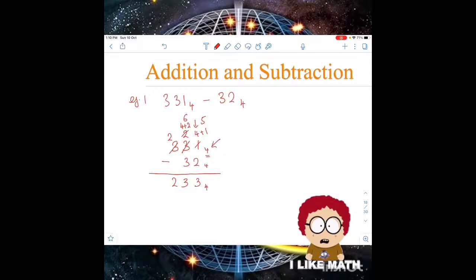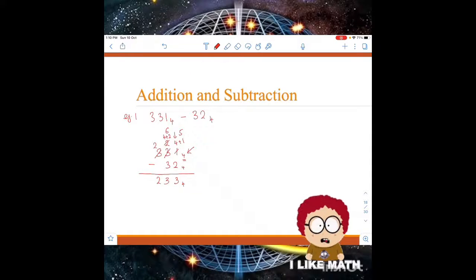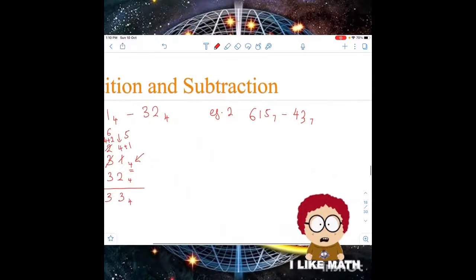If this is not clear, now we go to the next examples. I'm going to give you another example so that you can grab the ideas as clearly as possible. So now we go to example 2 for subtractions of number base. Now we try to use a different base. I give you base 7. Let's say we minus 615 base 7 with 43 base 7.